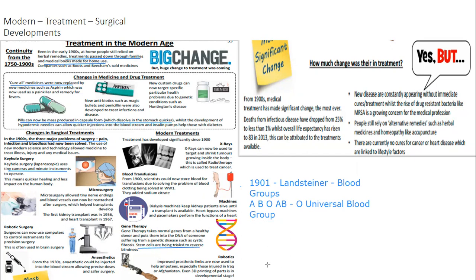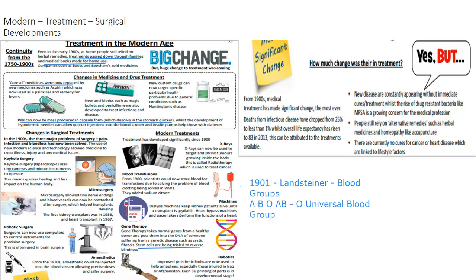And then also we've got robotics for treatment. So prosthetic limbs are now being used to help amputees, especially those who've been injured in Iraq or Afghanistan in the early 2000s. And another big change we've got going on is 3D printing. The hope is in the future for 3D printing to be used to print things like hearts, kidneys, etc., so that they can be put into a patient without having to wait for a match of an organ donor.